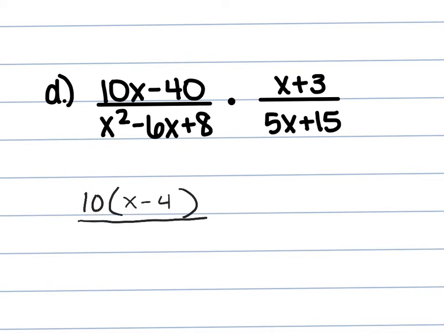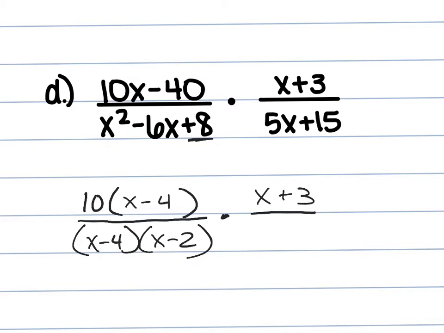Anything that we can do on the bottom? x minus 4, x minus 2, because two numbers that multiply to give me 8 that also add to give me negative 6 are negative 4 and negative 2. That x plus 3, I doubt we can do anything with that. But what about the 5x plus 15? You can take out 5 and you're left with x plus 3.